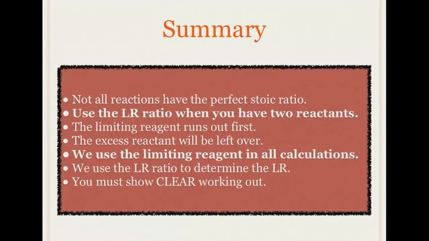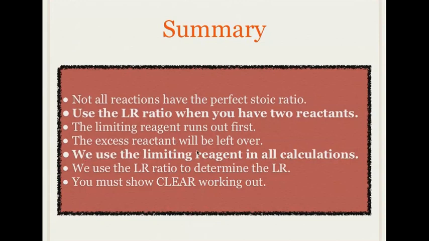So anyway, after you've looked at that, you're going to look at this summary, and this should make a lot of sense to you. You're going to understand that not all reactions have a perfect stoichiometric ratio, that sometimes you have 2 reactants reacting together, and one of them is going to run out first. This is called the limiting reagent. The limiting reagent runs out first, and you use a limiting reagent ratio when you have 2 reactants reacting together. The excess amount will be the leftover: what is left over is the excess reactant.